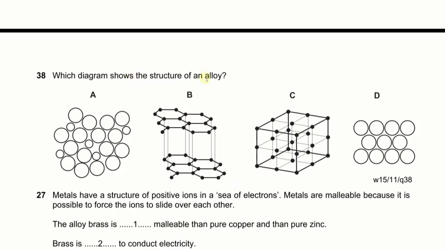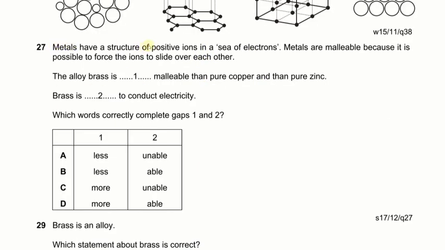What's the structure of an alloy? Again, a similar one, different sizes. A. Metals have a structure of positive ions and a sea of electrons. Metals are malleable because it is possible to force ions to slide over each other. The alloy brass is dash malleable than pure copper. You know, they are less malleable.